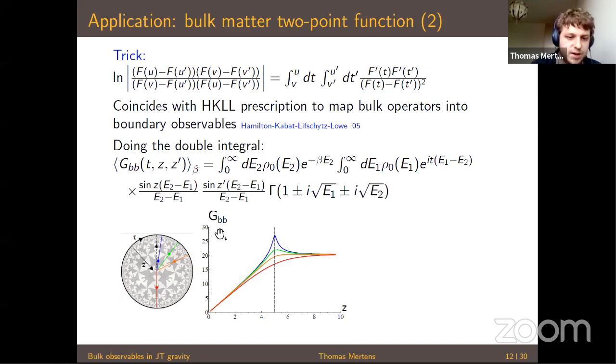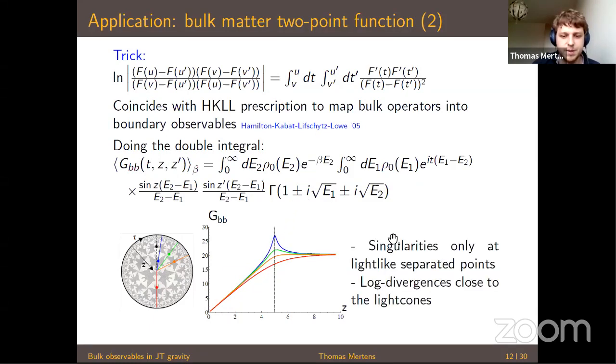What I've drawn here is, I pick one point somewhere. I've computed the Euclidean calculation, of course. I pick one point here, which is this black dot. The different colors represent different time separations to the second point. And this graph is this bulk two-point function as a function of the radial coordinate of the second point. As you can see, if you follow this blue line where this time separation goes to 0, you can see, of course, a singularity developing.